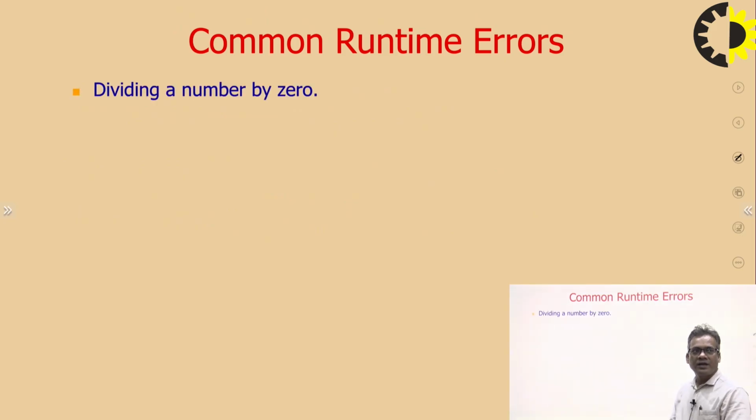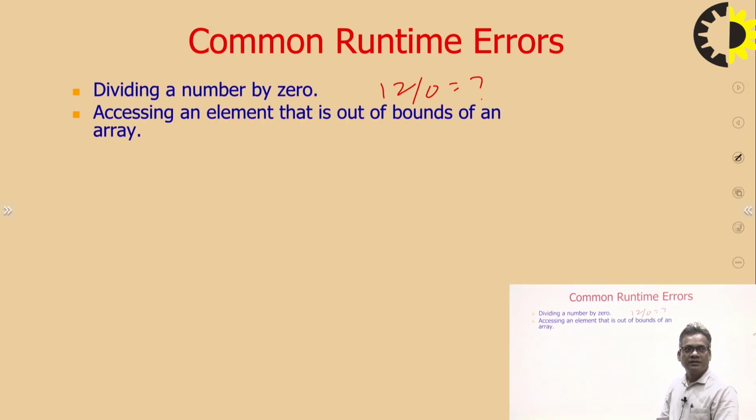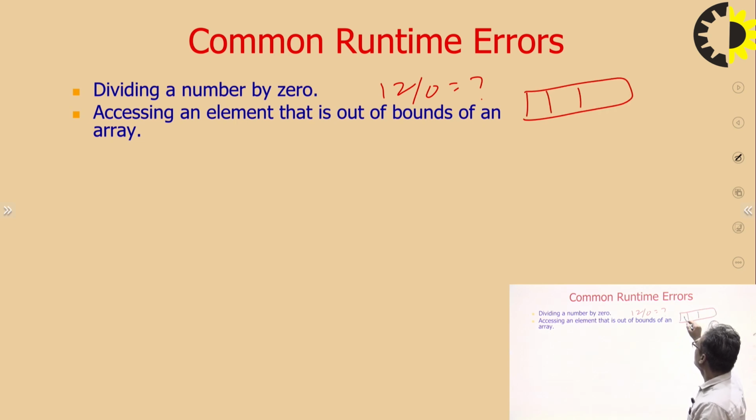Common runtime errors are, first, dividing by 0. If you divide a number by 0, for example 12 divided by 0, that is undefined. Or accessing an element that is out of bounds of an array. For example, if you have an array containing 3 values 2, 3, 5, the size of the array is 3.